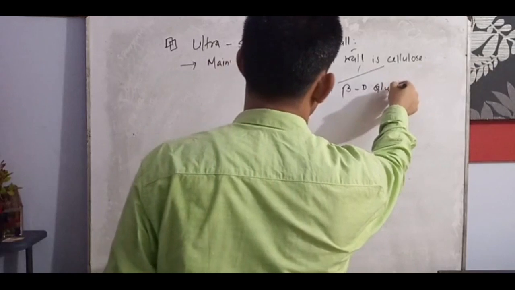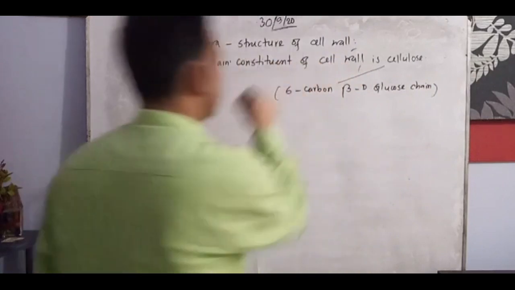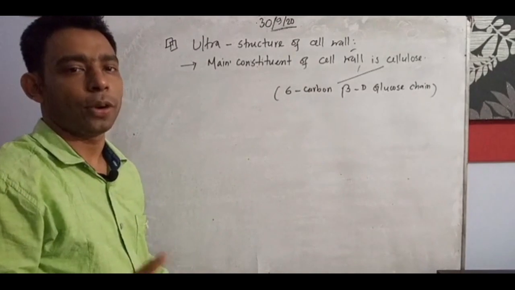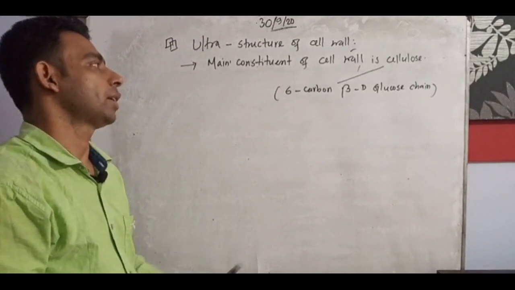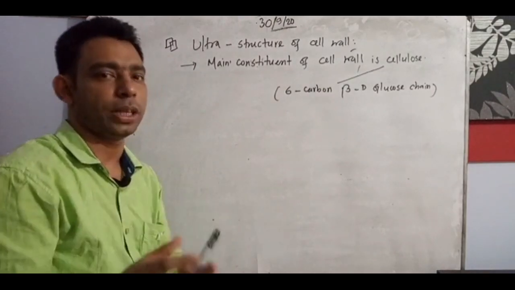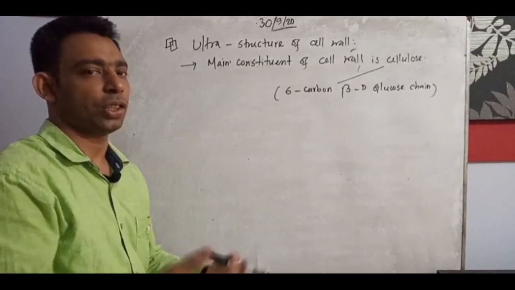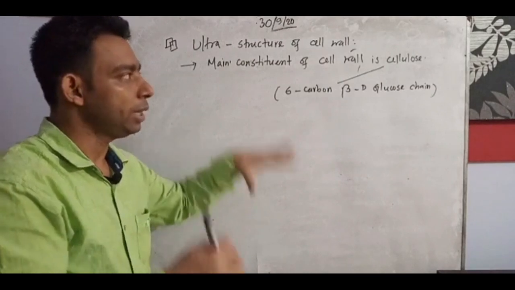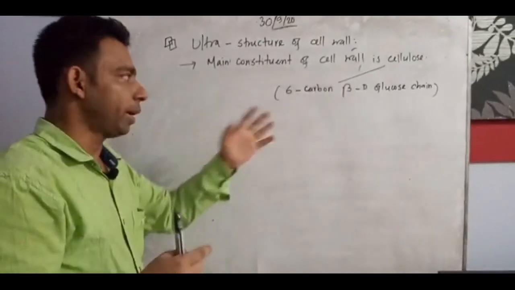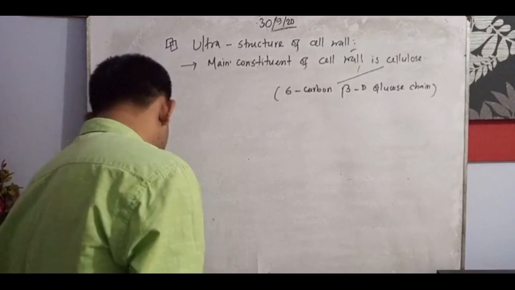You can ask me, sir, what is going on there? Not actually, my dear students. Cellulose is a 6 carbon beta D glucose chain. We don't know about beta D glucose yet; this is from chapter 3. I will explain the structure of alpha D and beta D glucose, ring structure, chain structure, at that time. For now just remember and keep in mind that cellulose is nothing but a 6 carbon beta D glucose chain. I hope you understood that.